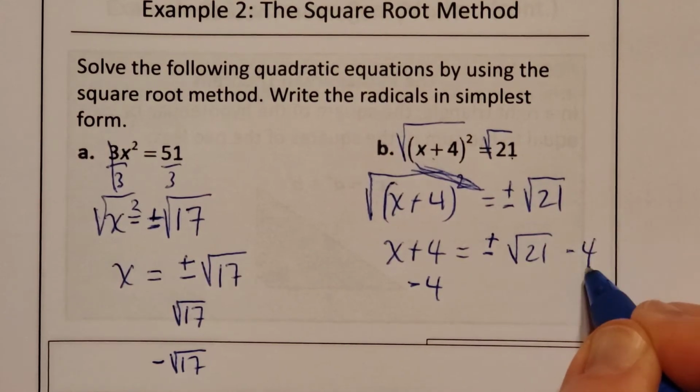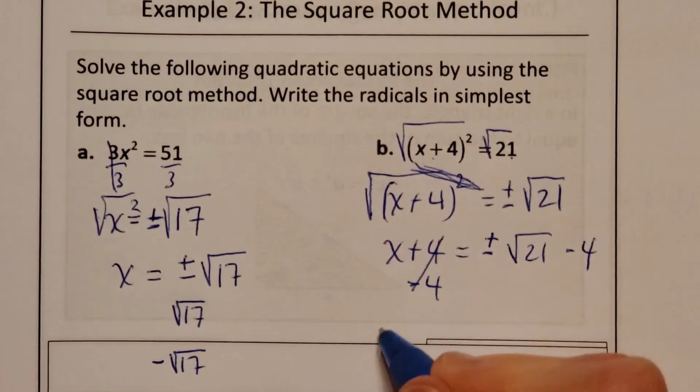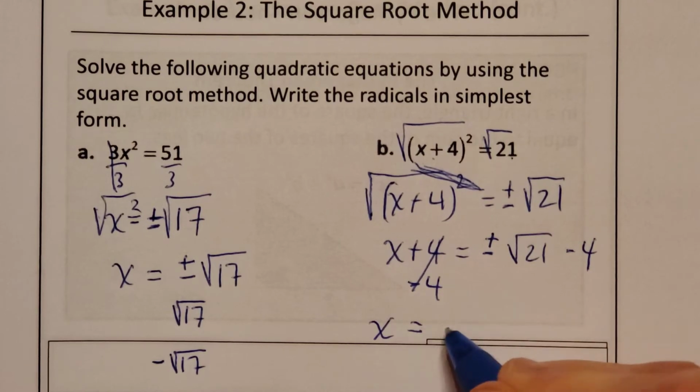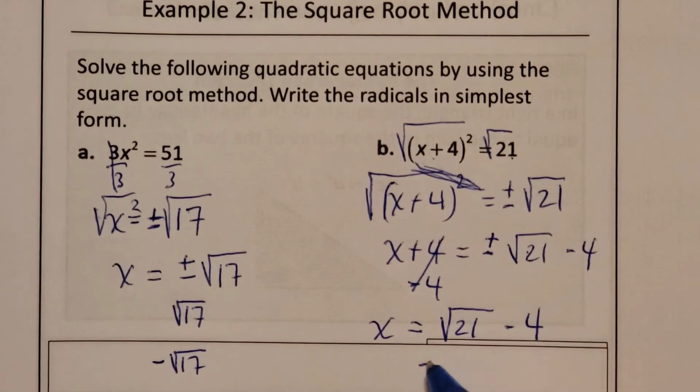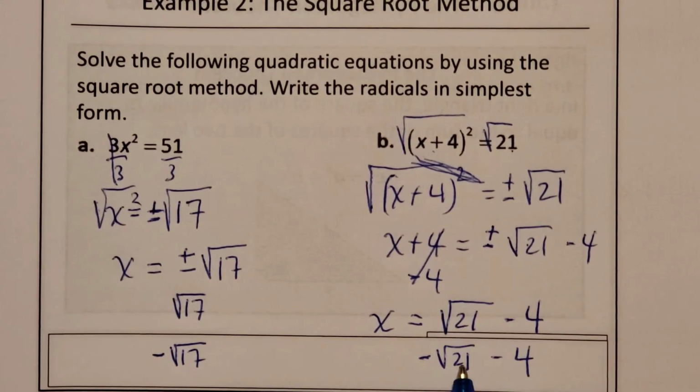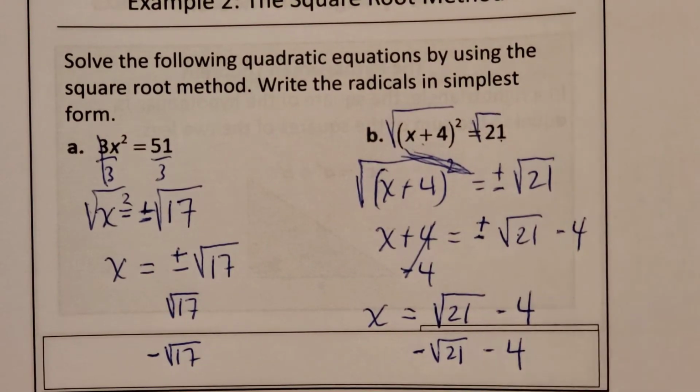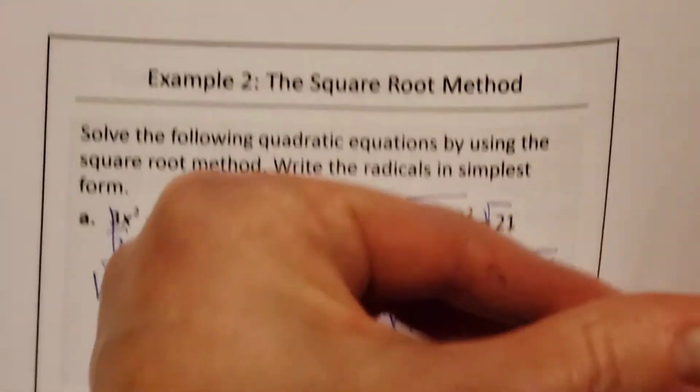Subtract 4. So what are our 2 answers? Our 2 answers are the positive square root of 21 minus 4 and the opposite, the negative square root of 21 minus 4. Now, if 21 had any factors that were perfect squares, we could pull out a whole number in front of the radical sign. But the only 2 factors of 21 are 3 and 7, and neither of those are perfect squares. So those are our 2 answers.